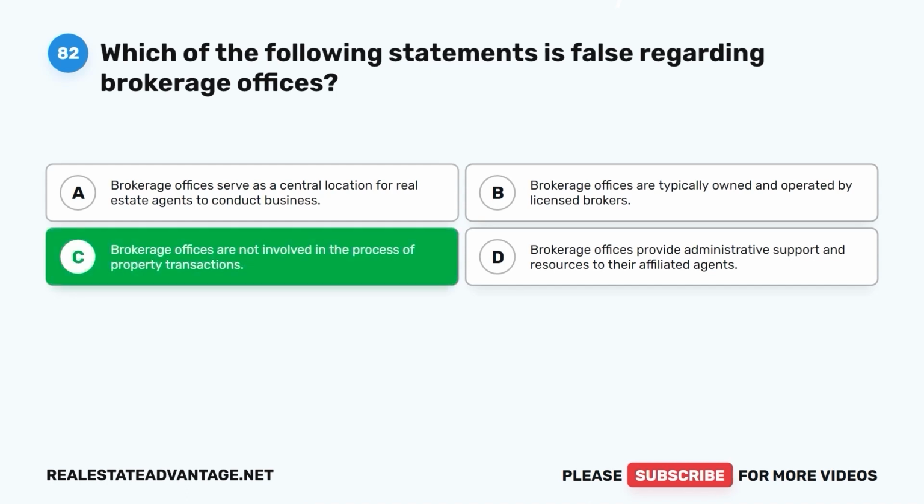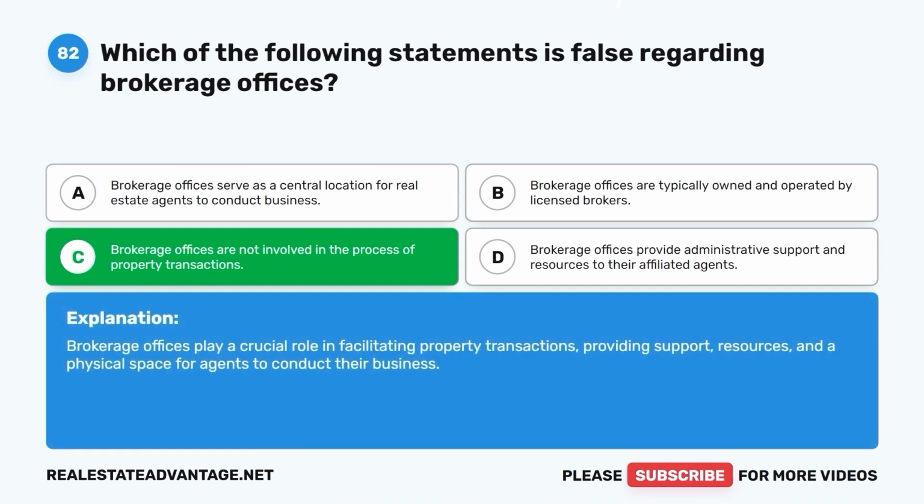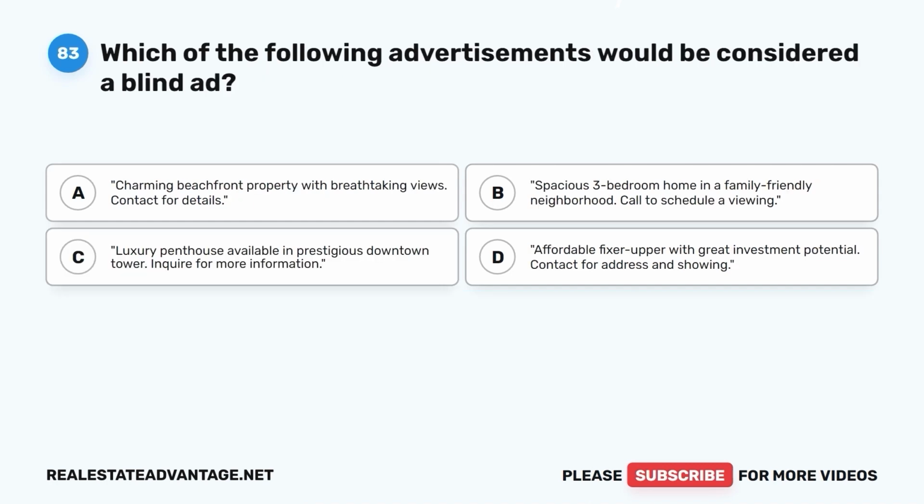The correct answer is C. Brokerage offices are not involved in the process of property transactions. Brokerage offices play a crucial role in facilitating property transactions, providing support, resources, and a physical space for agents to conduct their business.